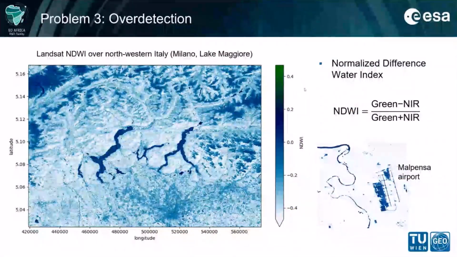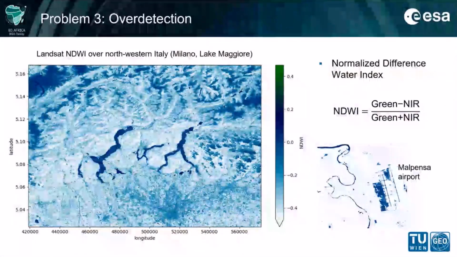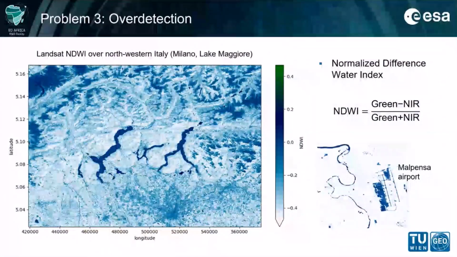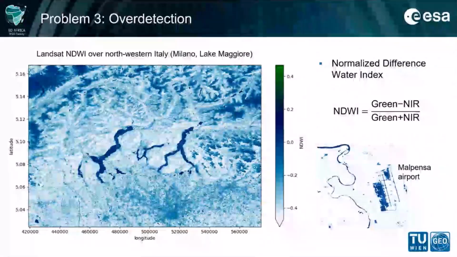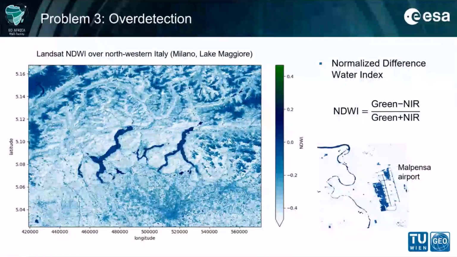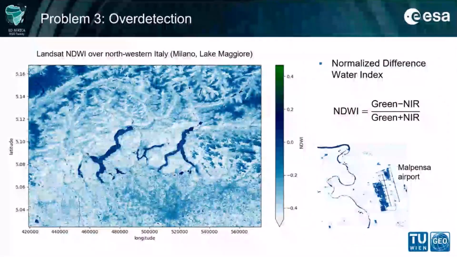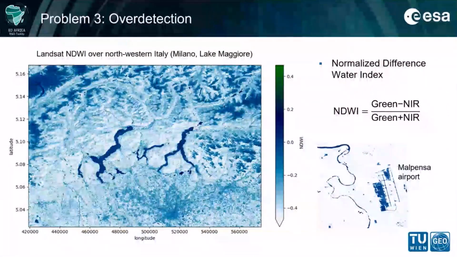Yeah, and the last problem is over detection. Also with optical data, as with SAR data, obviously there are classification errors in the data. I would just like to show this with one very common index, the so-called Normalized Difference Water Index, NDWI. That's the difference between green and near infrared divided by green plus near infrared.